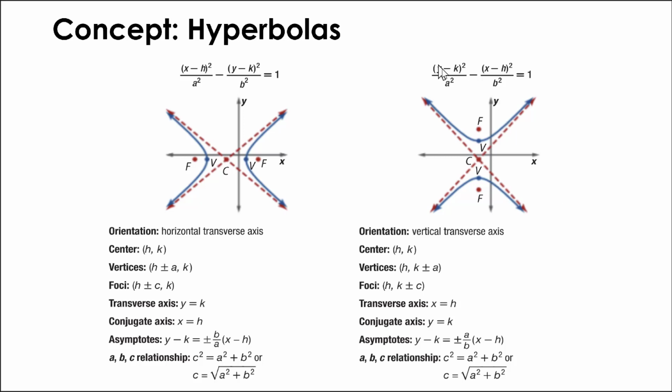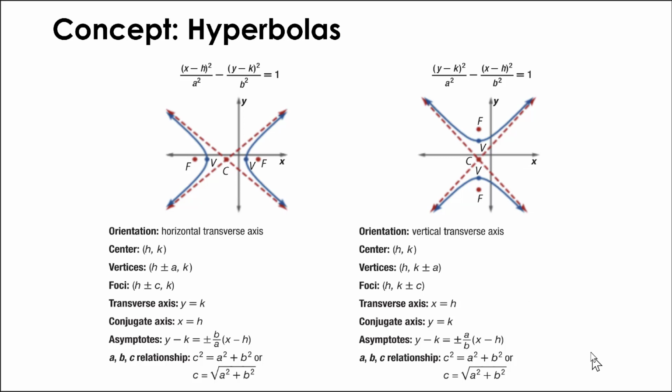So we have a squared and b squared in our denominators now. What determines how we can see if it is sideways or upright is if this first term has x in it, x minus h quantity squared, or if it is y minus k quantity squared. So if I've got x over my a squared, then that's going to be sideways. And if I've got y over my a squared, that's going to be upright.